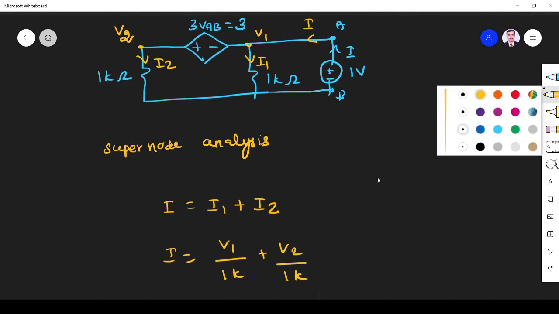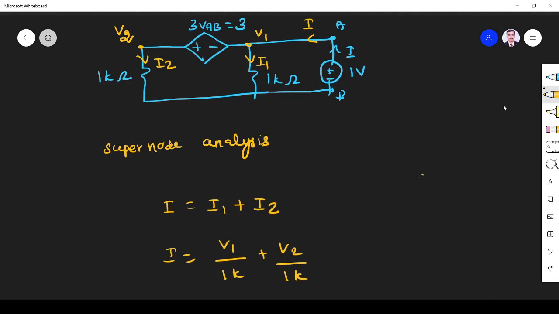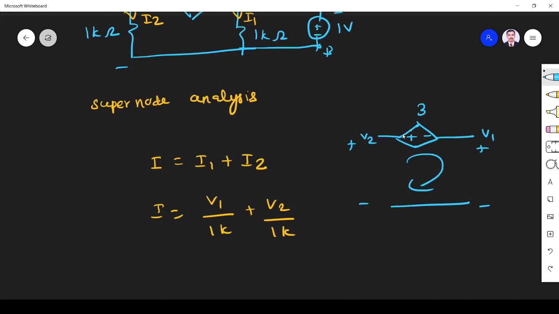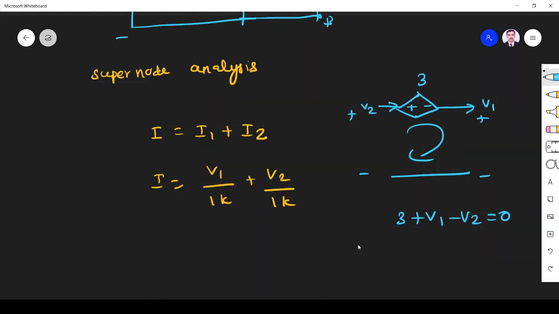So how are we applying? You see, not KCL, KVL. I redraw the circuit, only that branch. How am I going to apply? You see here, plus minus 3. Here, this is V2, so it is plus minus. This is V1, plus minus. Apply KVL here. So what happens? Here 3. Here the current encounters the plus terminal first, so V1. Here it encounters minus V2. So what we get is V2 minus V1 is equal to 3.